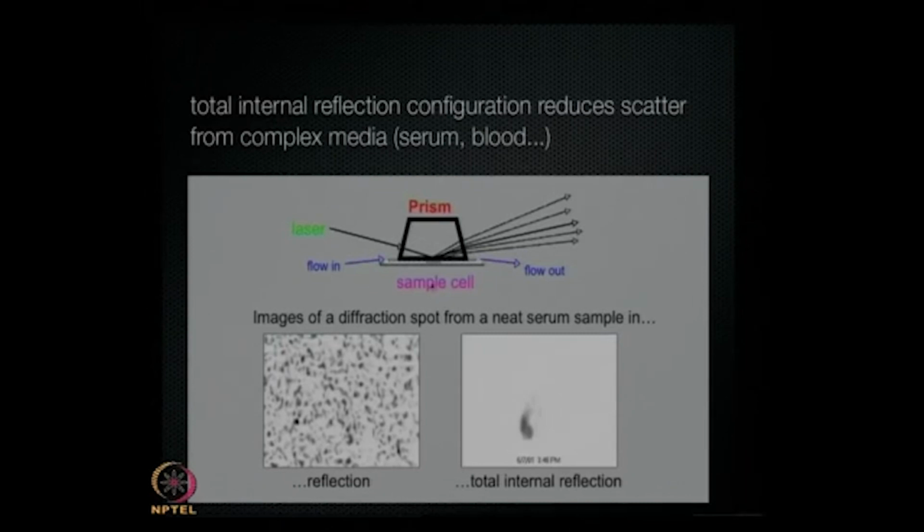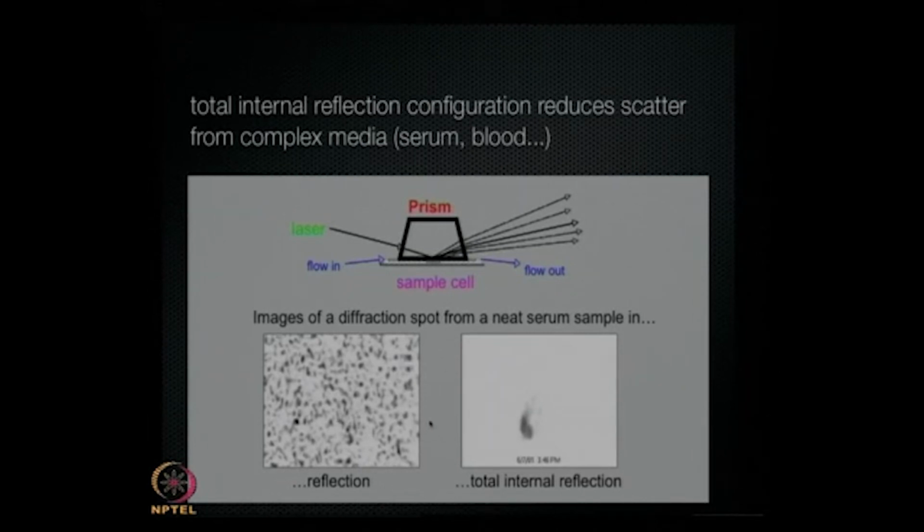Okay. The role of the prism is to make sure that the light beam doesn't get scattered by whatever is in solution. So here's a picture of what the diffraction spot would be if there were no prism, if it's not under total internal reflection.